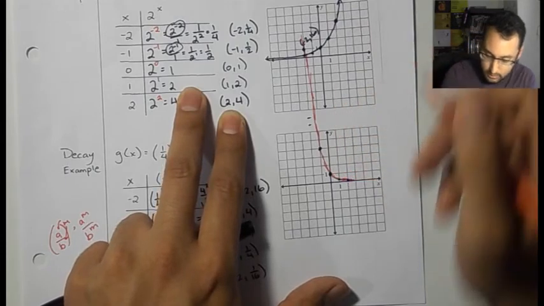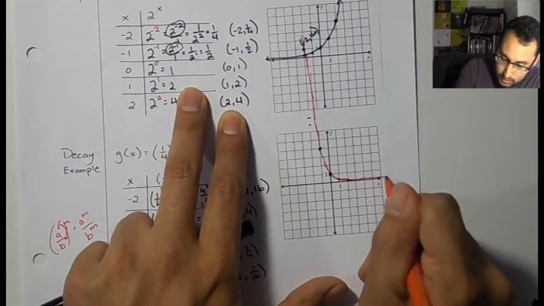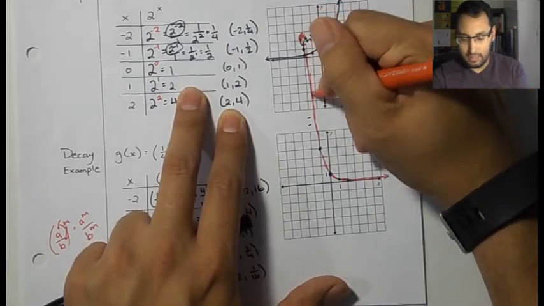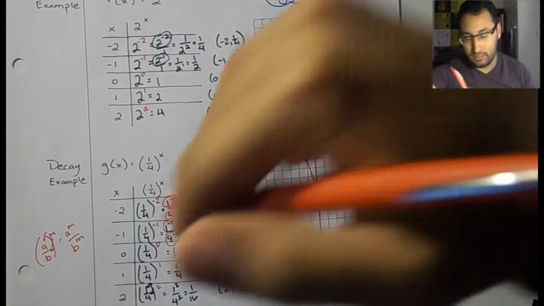Okay, my art skills. Well, that was pretty good. So it looks something like this. It starts very, very high and then just goes down.